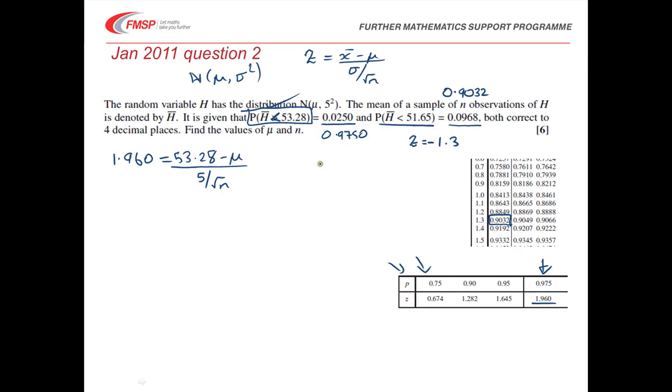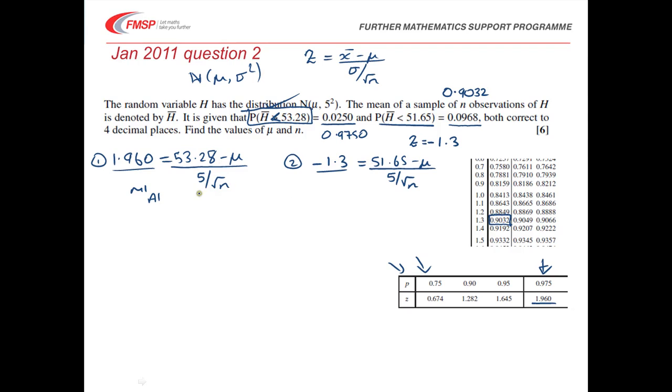So standardizing here is going to give me minus 1.3 is equal to 51.65 minus mu divided by sigma over root n. So you can see we've actually got two equations now, equation 1 and equation 2, and we can then solve them simultaneously. So we've actually got 3 marks now. You get a method mark for setting up an equation correctly. You get your second mark for doing it twice, and then you get a B mark for making sure that both of your z values are correct.